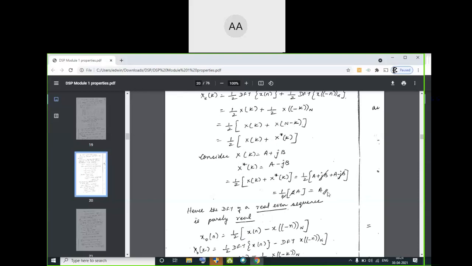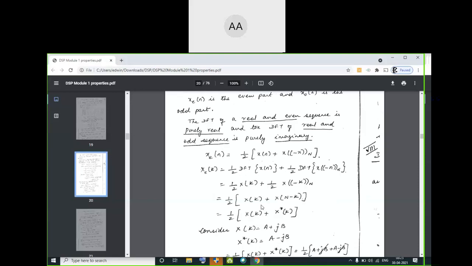You should obtain a real part. That means for a real and even sequence, you will have a purely real DFT. This is one thing they may ask you: prove that for a real and even sequence, the DFT is a purely real signal. Similarly, for a real and odd sequence, the DFT is purely imaginary. They may ask you in general to prove this.